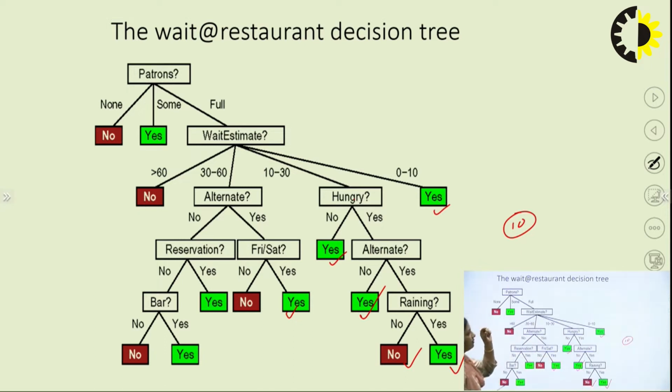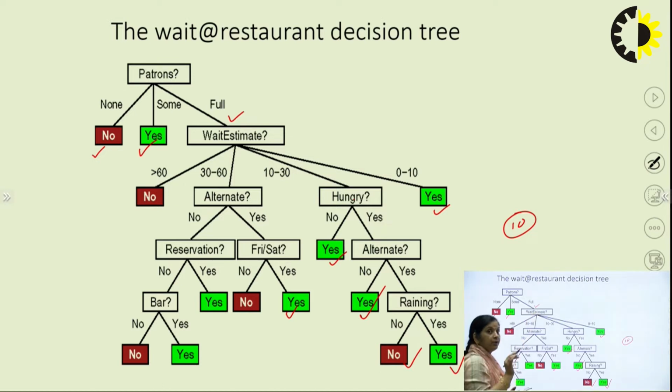Let me take the first one. Firstly, what are we checking here? Patrons. Patrons none. None means empty, so generally not taken by people, and the decision will be no. If some are sitting, the decision is yes. It means we have space and we will wait to sit there. In case of none, we will drop the idea. In case of some, we will take the seat.